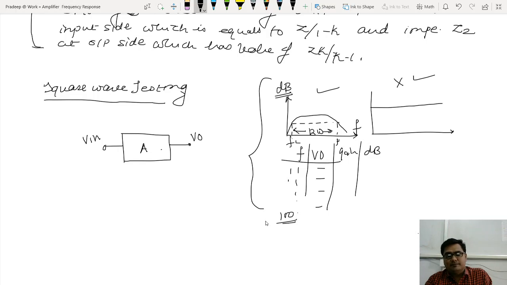But apart from the frequency response, we have a nice shortcut. What is the shortcut? If I give you an amplifier, you apply a square wave as an input to the amplifier and then check the shape of the output.